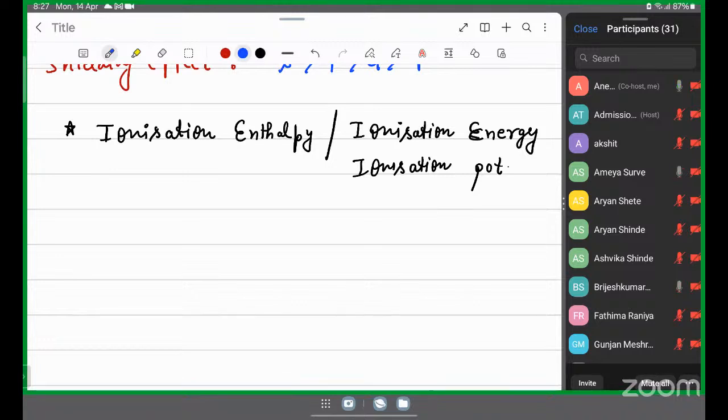Sir, the amount of... Yes. एक एक करके बोलो. Sir, the minimum energy required to remove the outermost shell in a ground state from an isolated gaseous atom is known as ionization enthalpy.